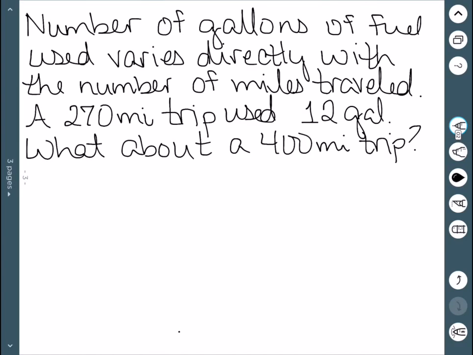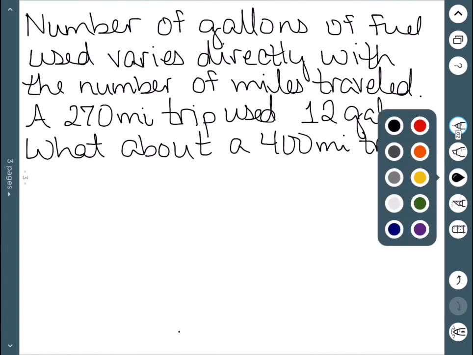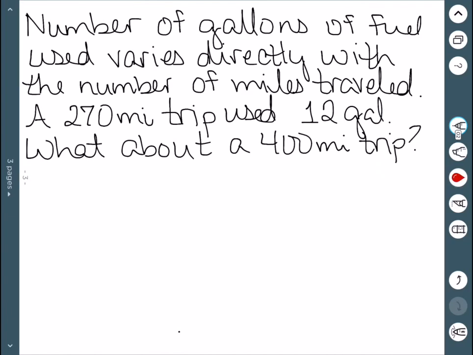Our next example, the number of gallons of fuel used varies directly with the number of miles traveled. A 270-mile trip used 12 gallons, and we want to know what happens with a 400-mile trip. So it does say that it varies directly. I'm going to use G for gallons, K is our constant of proportionality, and the number of miles traveled, I'll use M for miles. Ultimately, it doesn't matter which letters you use as long as you know what they represent.